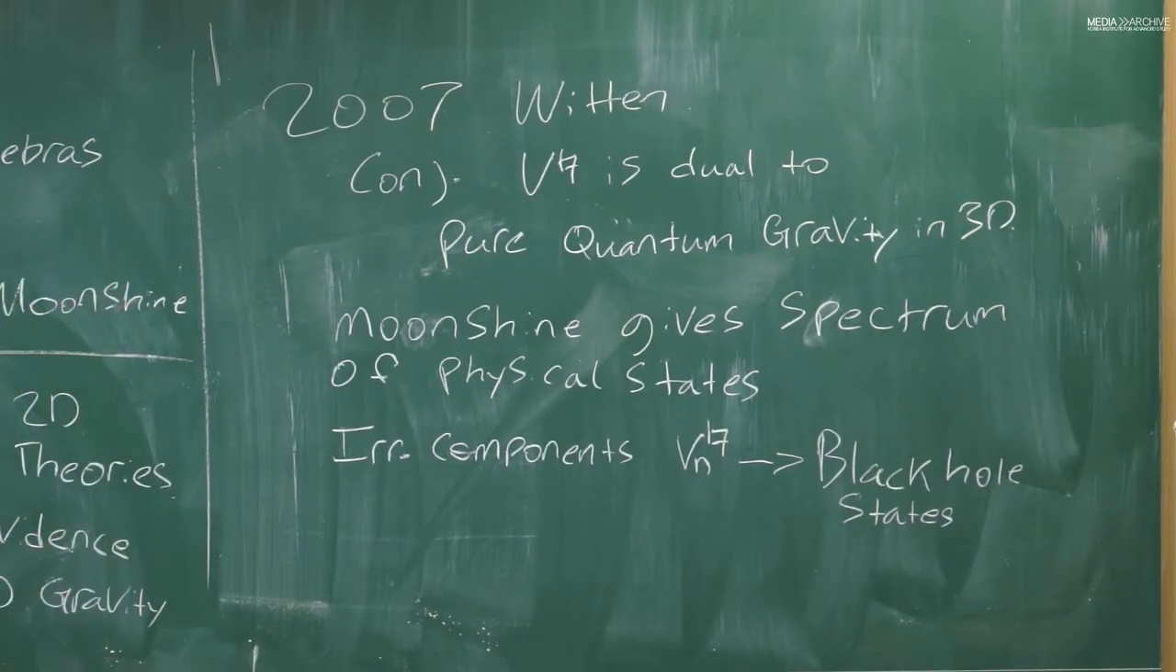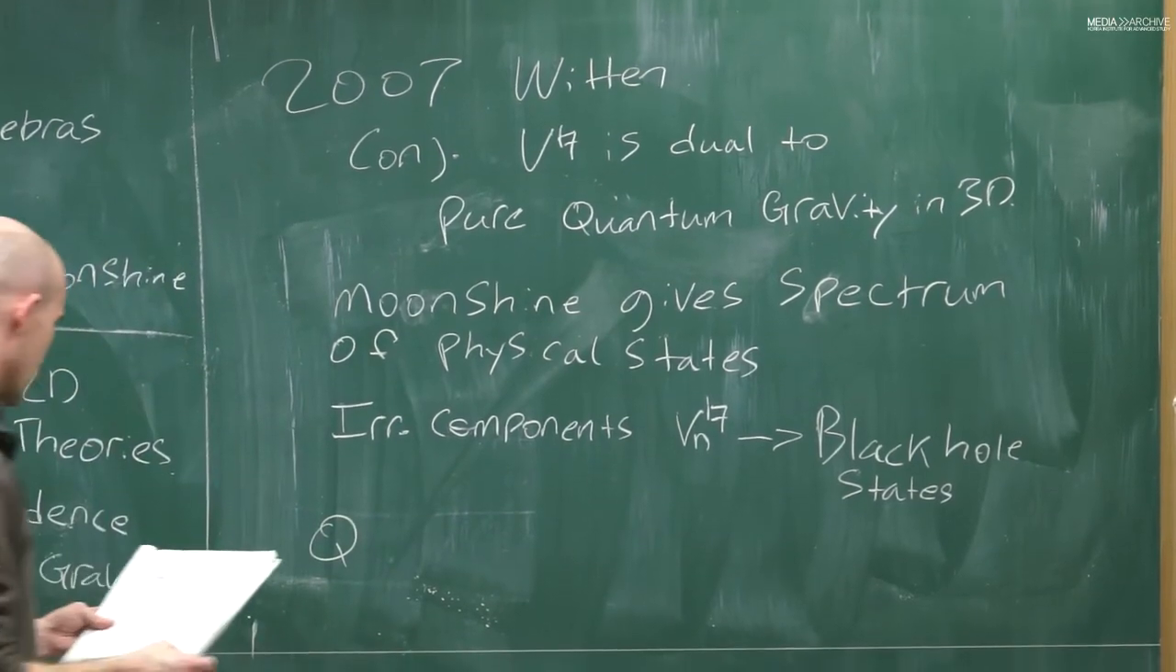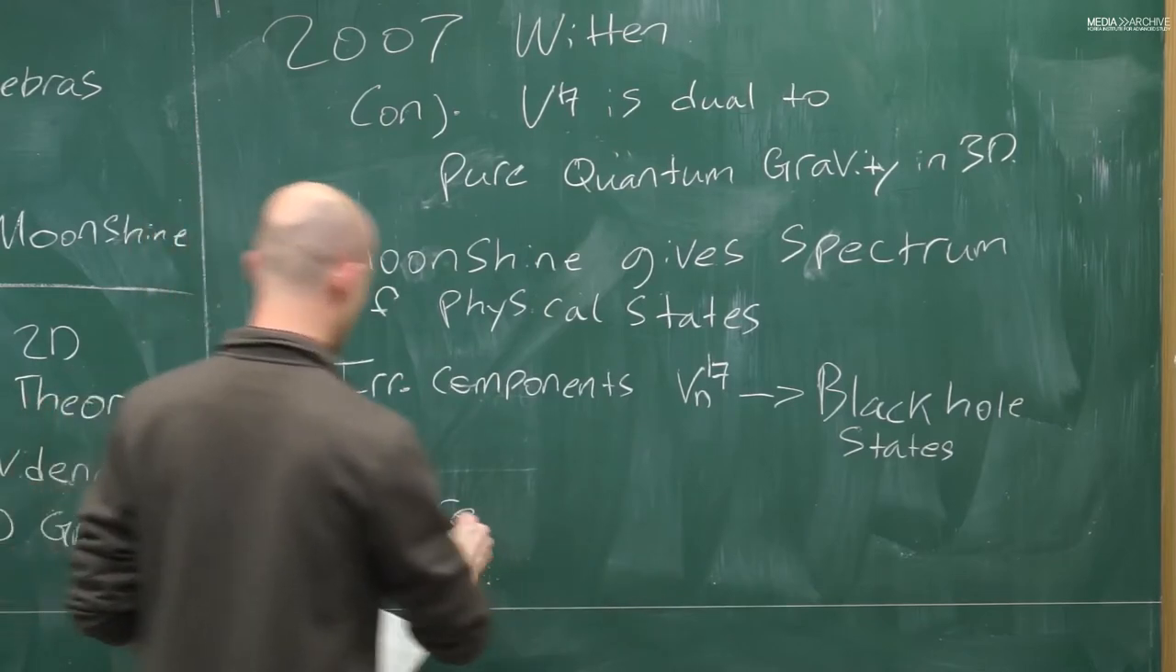So with this conjecture, Witten then asked the question, assuming this conjecture is true, are some black hole states more common than others?